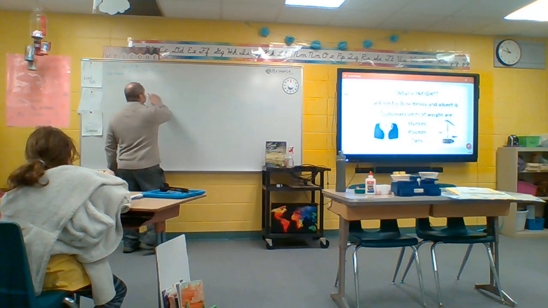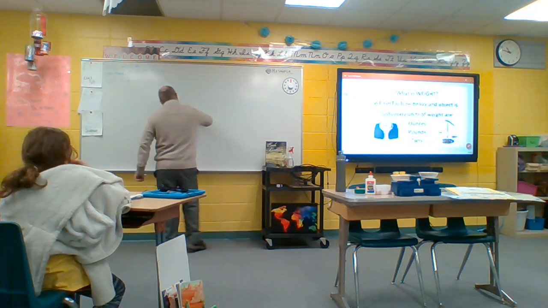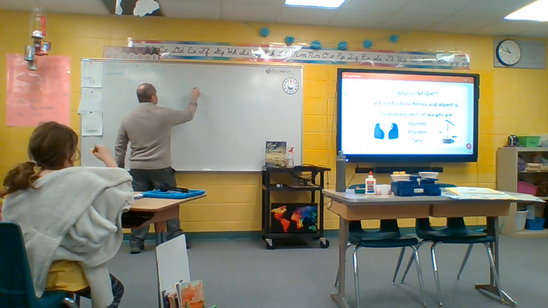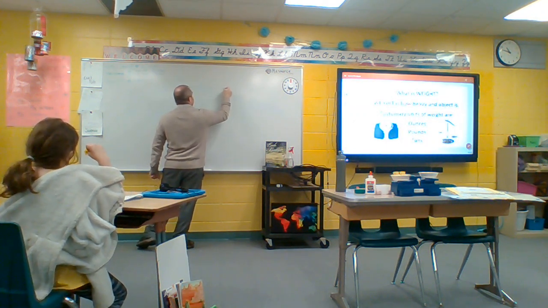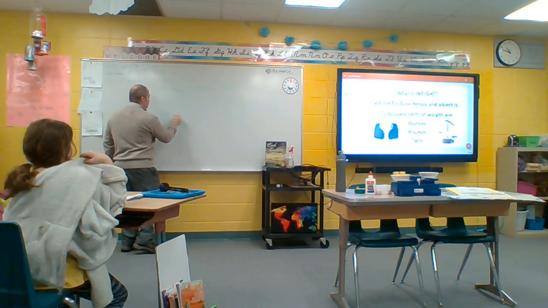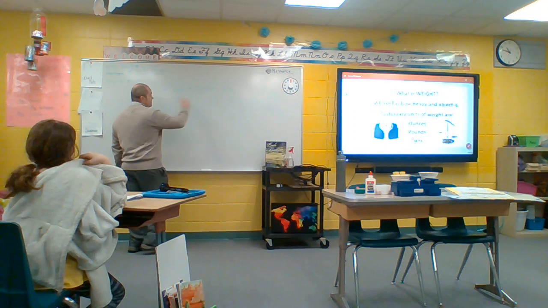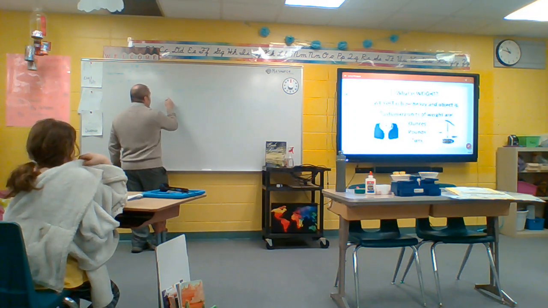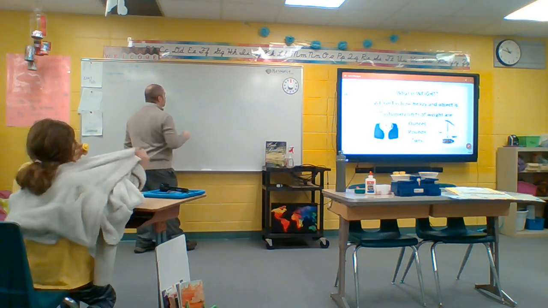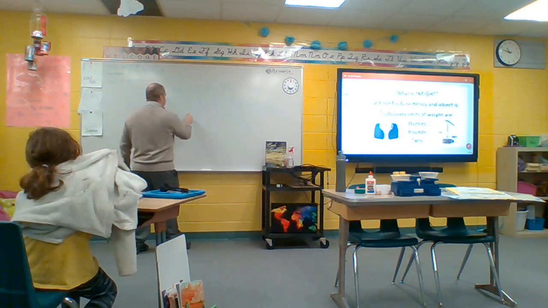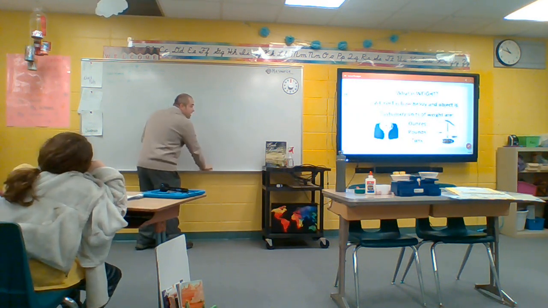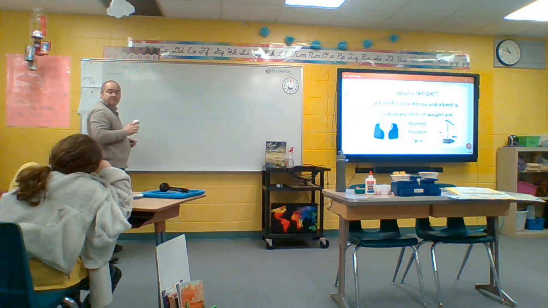I could also do that with tons. 1 ton equals 2,000 pounds. Okay. So if I wanted 1/2 of a ton, I would take the formula right here and divide it by 2. 1/2 of a ton equals 2,000 pounds divided by 2. And what was that? That equals 1,000 pounds. Everybody following me? Everybody see how this works?